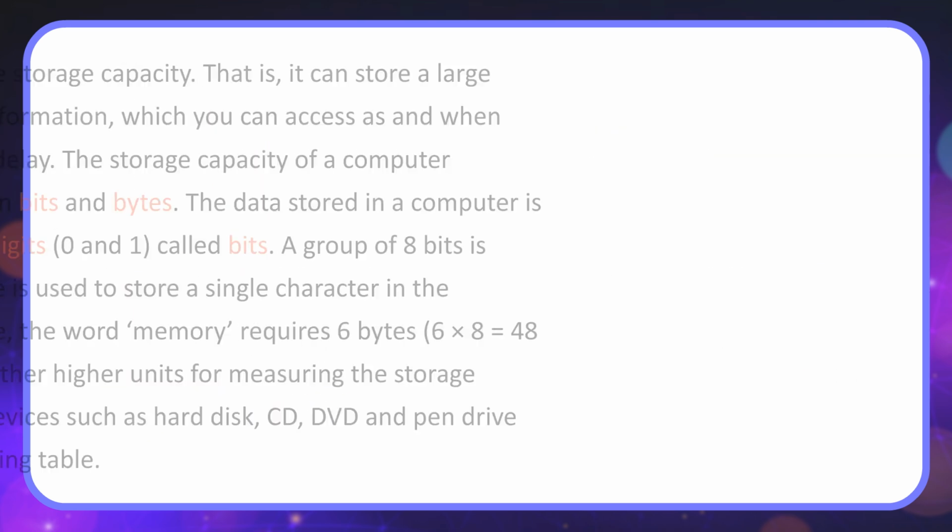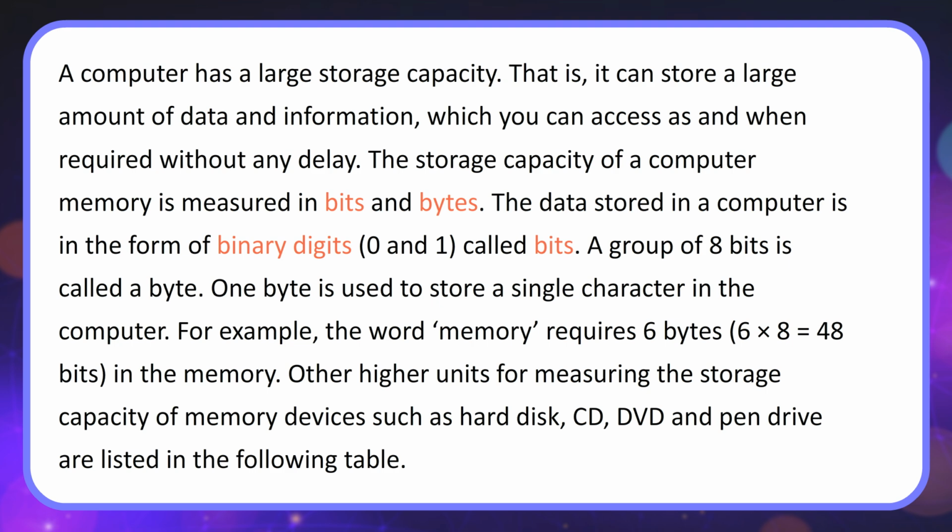Storage units. A computer has a large storage capacity. That is, it can store a large amount of data and information, which you can access as and when required without any delay. The storage capacity of a computer memory is measured in bits and bytes. The data stored in a computer is in the form of binary digits, shunya and ek, called bits. A group of 8 bits is called a byte. 1 byte is used to store a single character in the computer. For example, the word memory requires 6 bytes. 6 times 8 equals 48 bits in the memory.